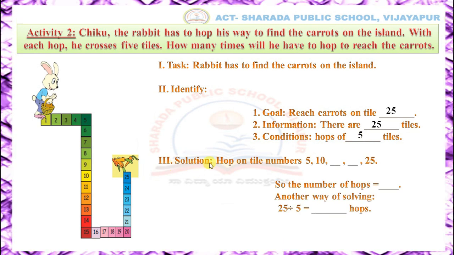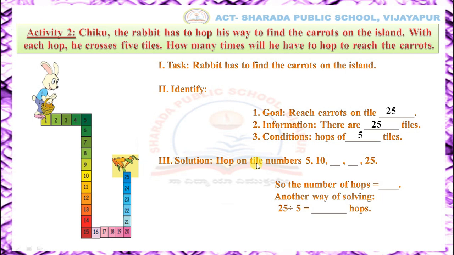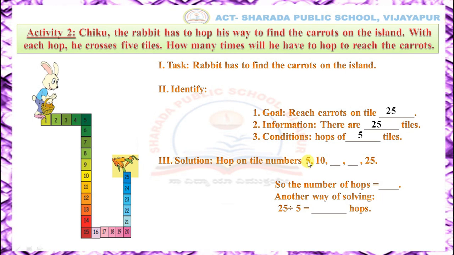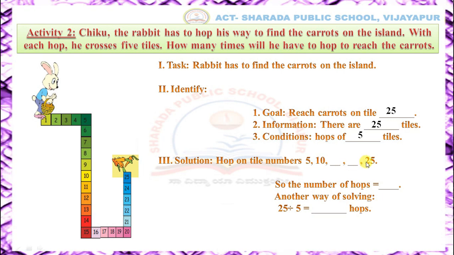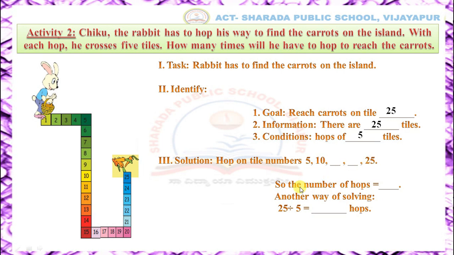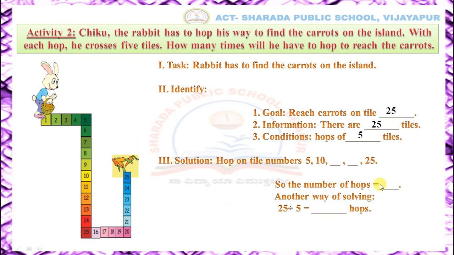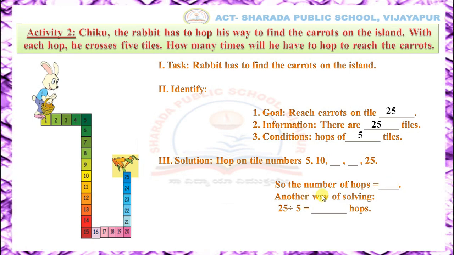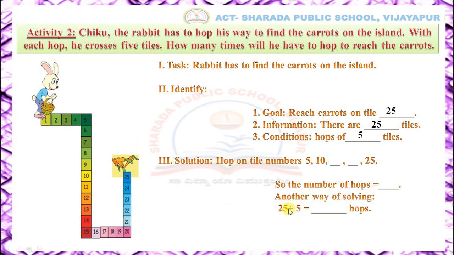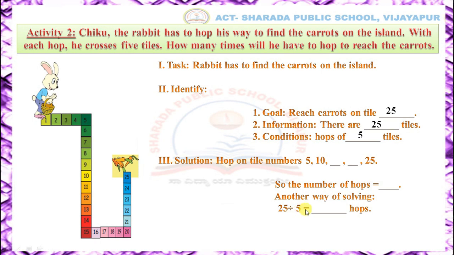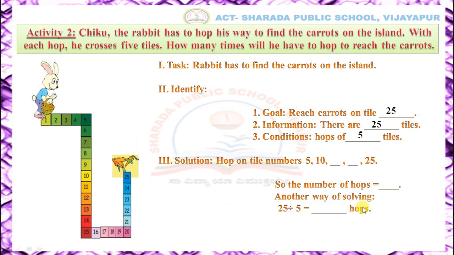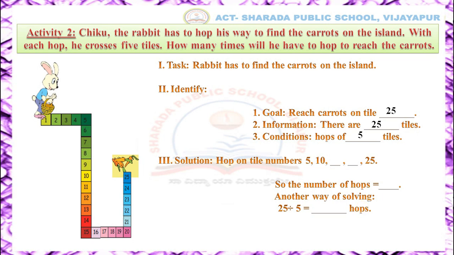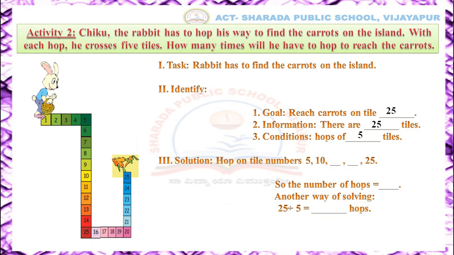Step 3, solution. Hop on tile numbers 5, 10, dash, dash and 25. So, the number of hops is equal to dash. Another way of solving is 25 divided by 5 is equal to dash hops. Hope you understood the activity and solve the remaining question on your own.